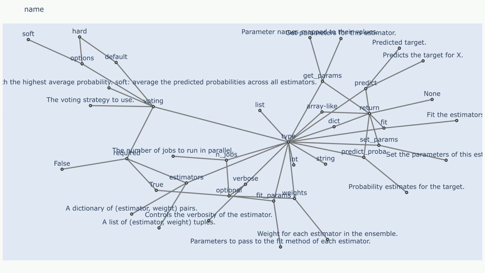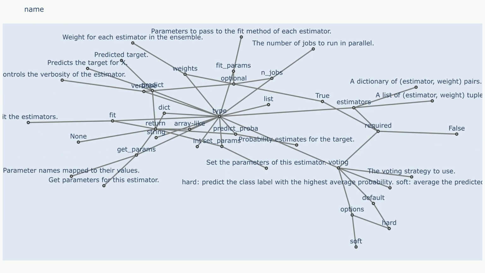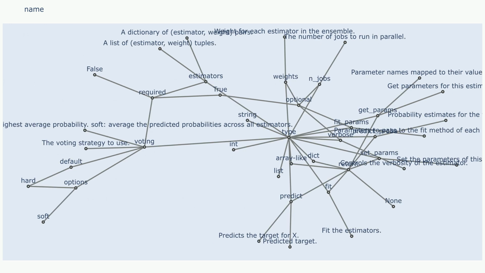4. Evaluating the performance of a voting regressor. Evaluating the performance of a voting regressor is similar to evaluating any other regression model. You can use standard metrics like mean squared error. MSE measures the average squared difference between predicted and actual values. Root mean squared error. RMSE, the square root of MSE, providing a more interpretable error measure in the original units. R squared represents the proportion of variance in the dependent variable explained by the model.